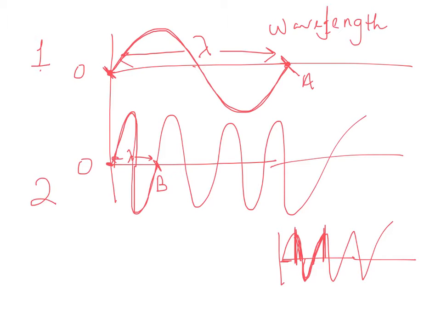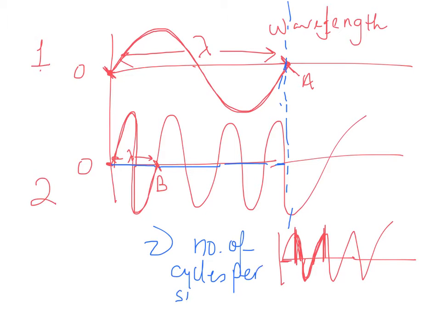And hopefully you can see that the number of cycles, let's say we had to cover approximately this distance. In the first wave you have covered only one cycle, whereas in the second case you have covered 1, 2, 3, almost 3.5. So the number of repeating cycles that you're seeing is higher in the case of the second wave, or the frequency, which is nothing but the number of cycles per second, is higher in the case of wave 2.